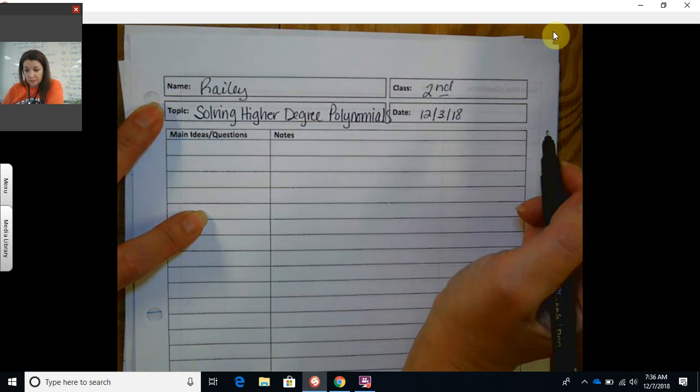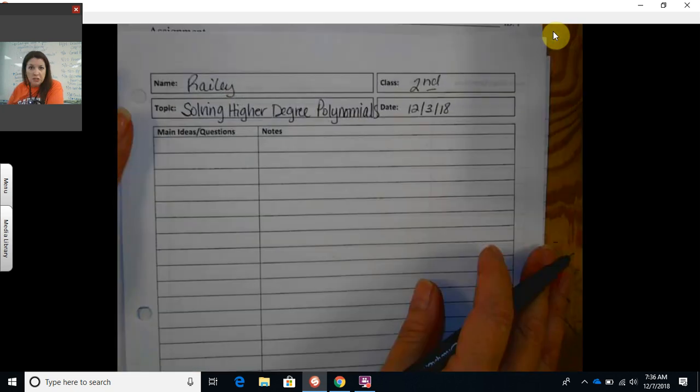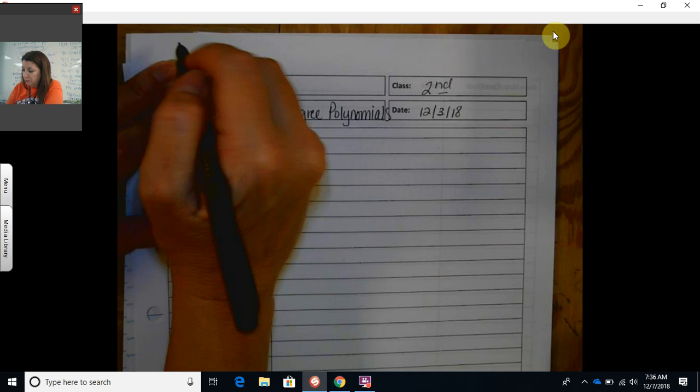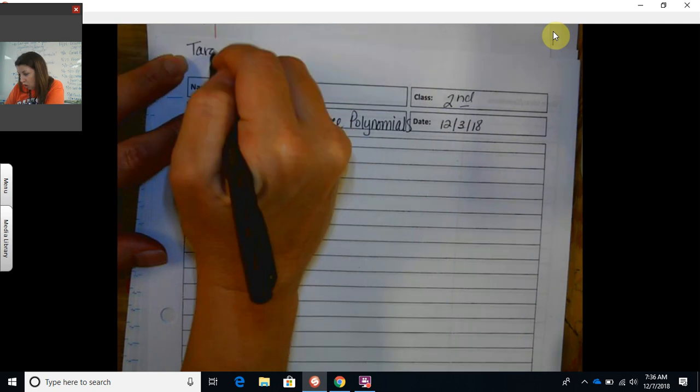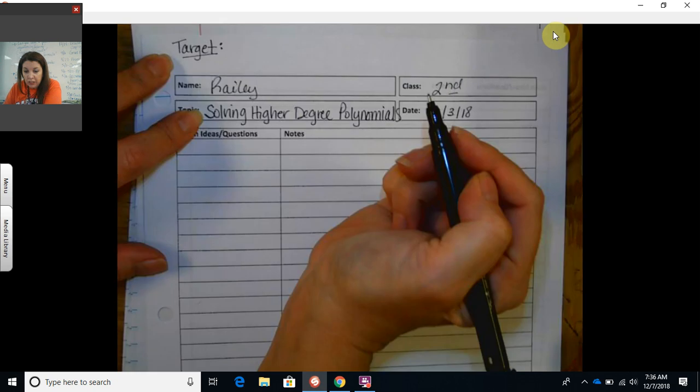And my target is, and the only thing I don't like about these new notes is I don't have a place for like my essential question or my target or whatever. So that's okay. We can utilize the space up top. And I'm going to call it a target since that's what the county calls them now.